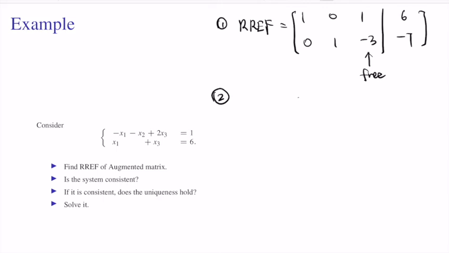Number 2 is consistent. Yes, because the last column is not pivot. Number 3, uniqueness. Uniqueness does not hold because there is free variable. Here x3 is free variable.